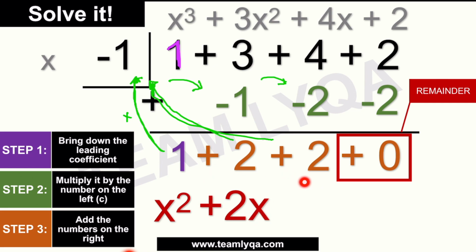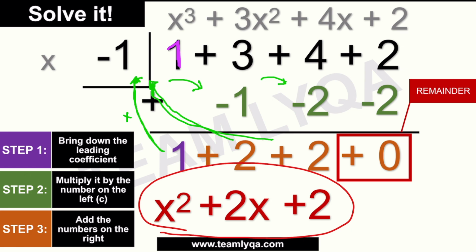Tapos, itong plus 2 na to, dahil wala ng exponent, no? Kasi x to the 0 is just 1, kukopyahin na lang natin siya. Ibababa lang natin siya to plus 2. So, ibig sabihin nun, ang x cubed plus 3x squared plus 4x plus 2 divided by x minus 1 is x squared plus 2x plus 2. Okay? Tapos walang remainder. Ito na yung sagot natin. Okay? So again, yun yung benefit ng synthetic division. Medyo mas mabilis siya kaysa dun sa long division.